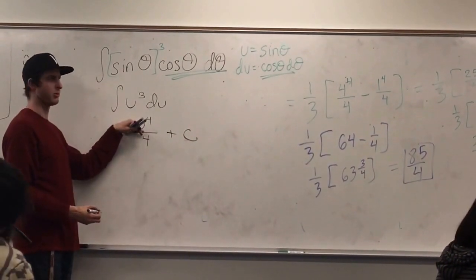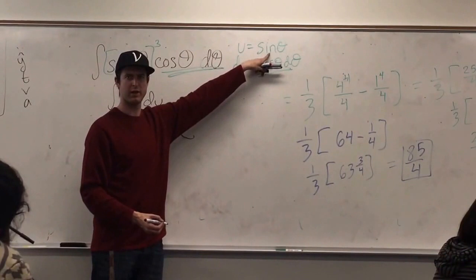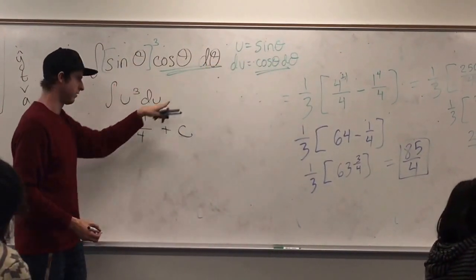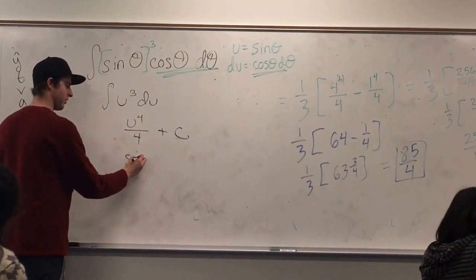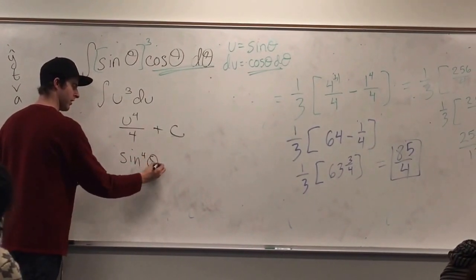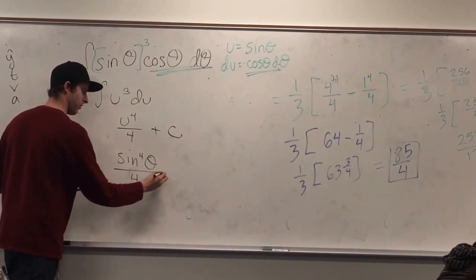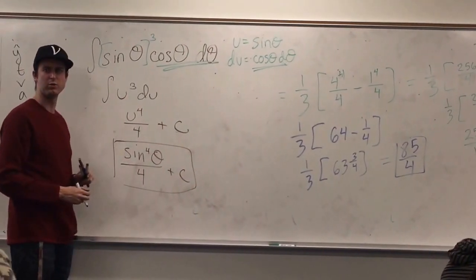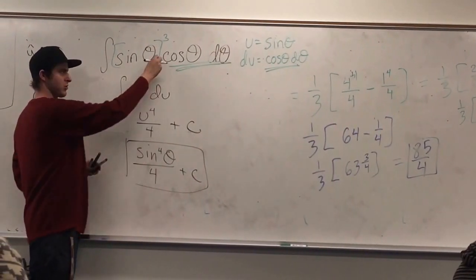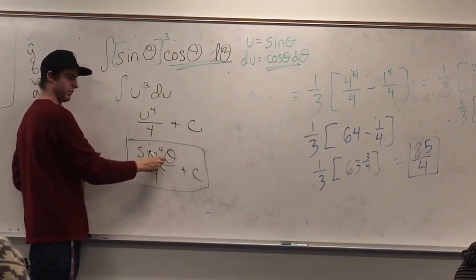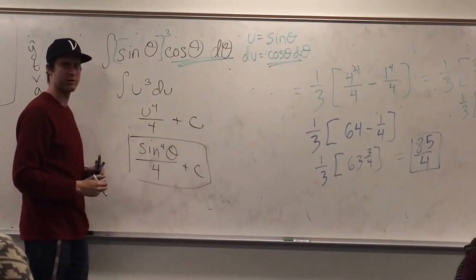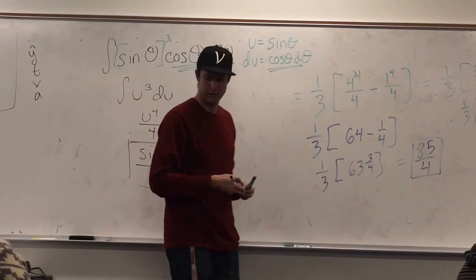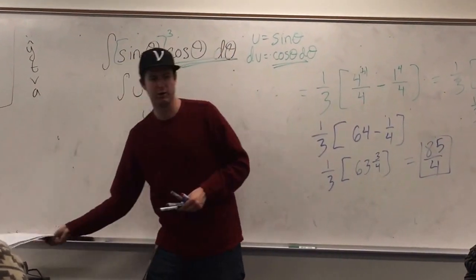I didn't want the answer with u's, though. I wanted it with theta. So I plug back in. Sine of theta to the fourth, you can write as sine to the fourth theta over 4 plus c. If you put the fourth outside, you can do that. Just make sure to do a parentheses or a bracket. Otherwise, they'd think it was with the theta. Okay. But that one, I know we can all do.